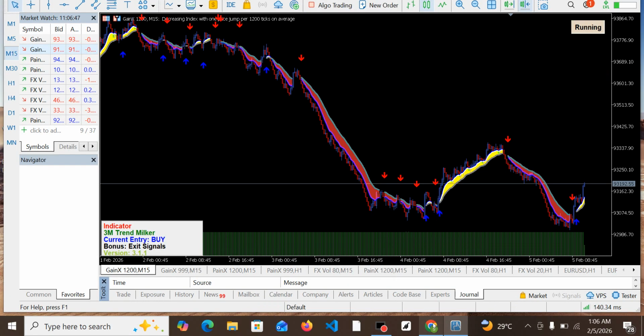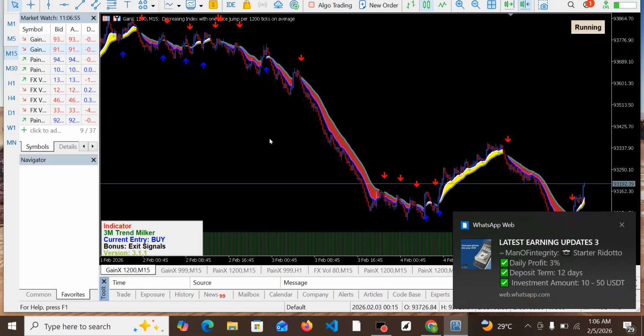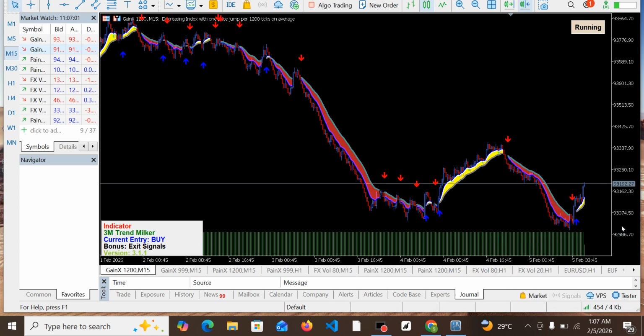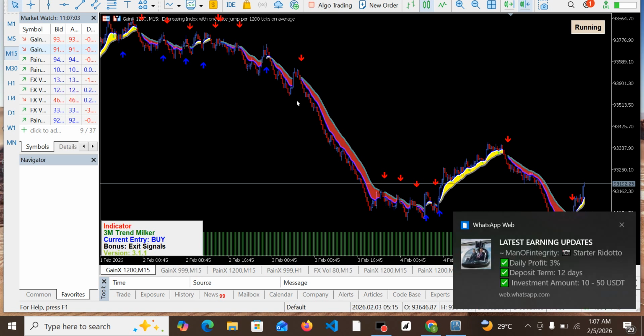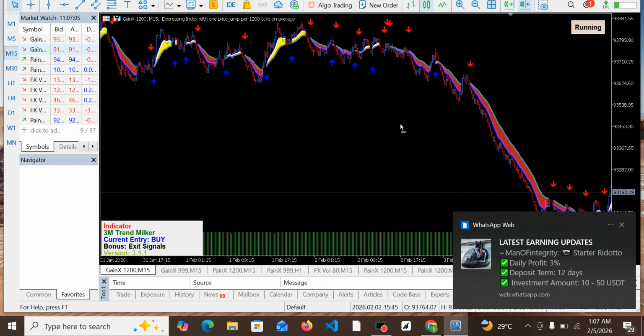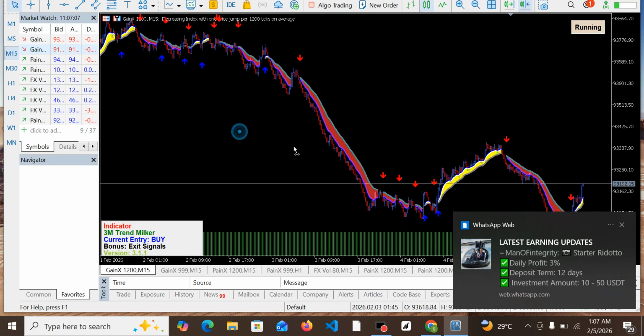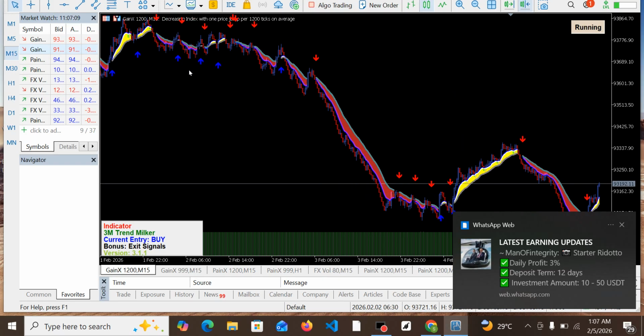So quickly, let's go straight into what we have right here. This is GainX 1200. Right now, I'm on 15 minutes time frame, and I don't think any one of you should be surprised that my chart is looking this way. It is because I am using a custom-made indicator called trend milker indicator. Okay, and just the way we have seen it, this actually started a downtrend right from here. We've been following this up for a while.